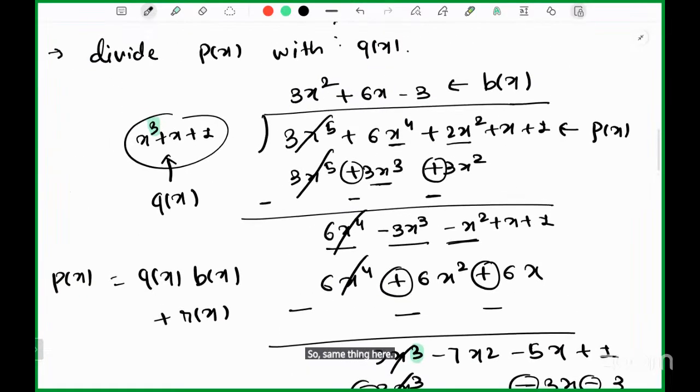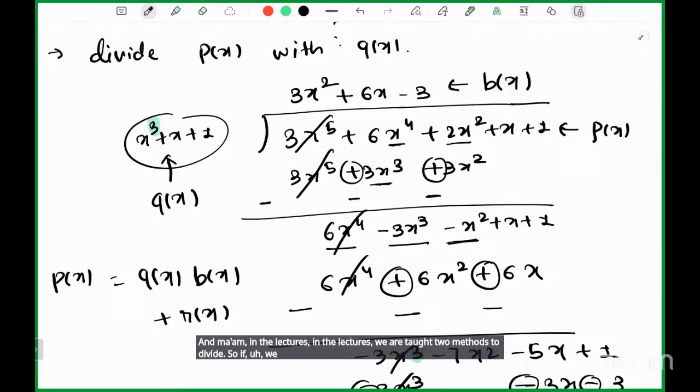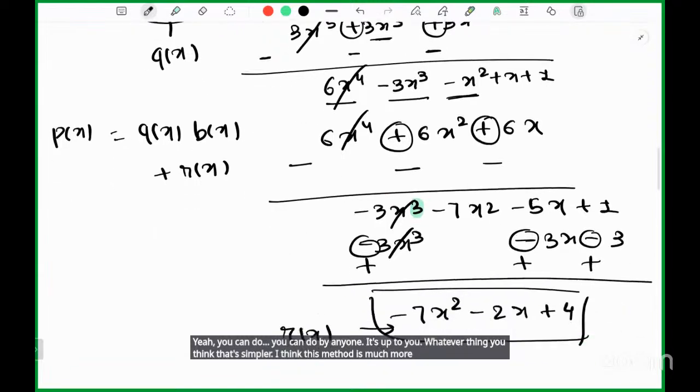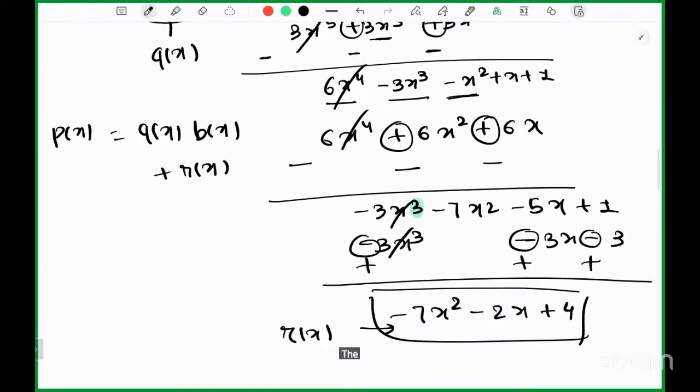Okay, is that clear? Ma'am, in the lectures, we are taught two methods to divide. So can we do any one method, or do we have to do both? Yeah, you can do it by any one. It's up to you, whichever you think is simpler. I think this method is much simpler, yes, this one is the simpler one, so you can use this method too.